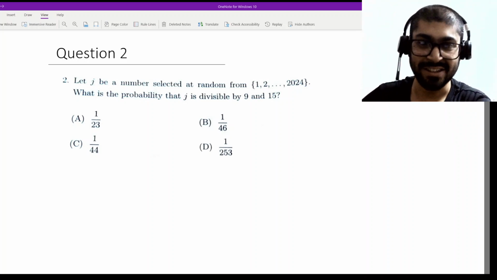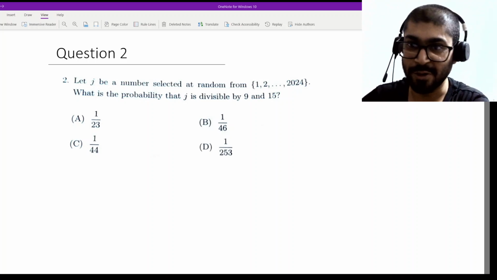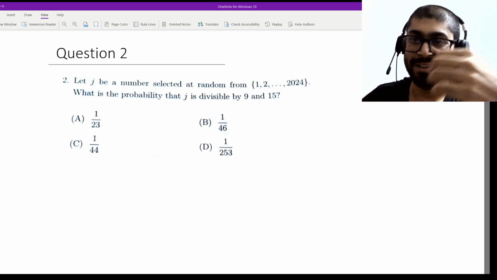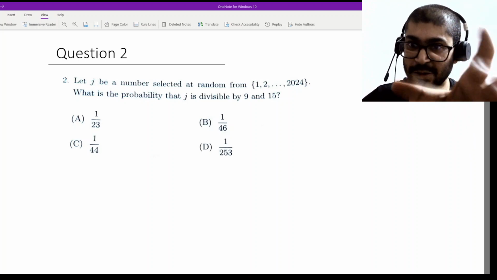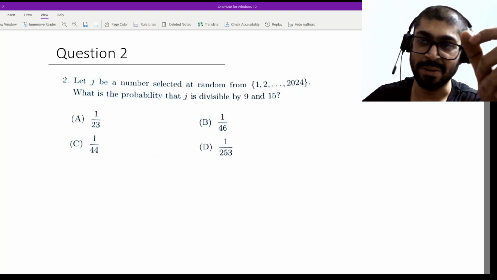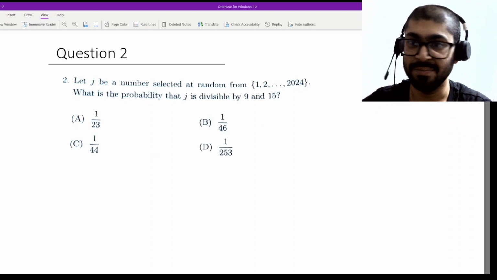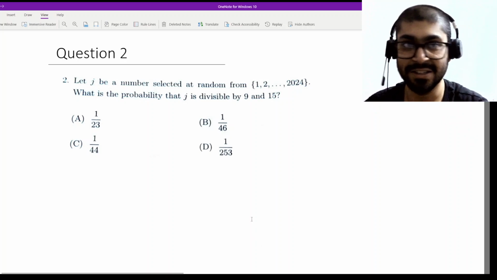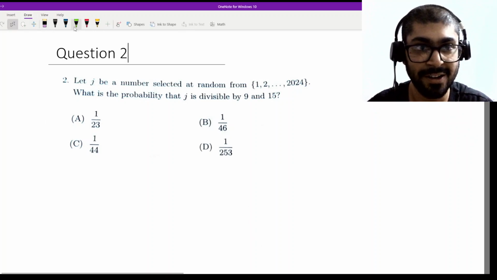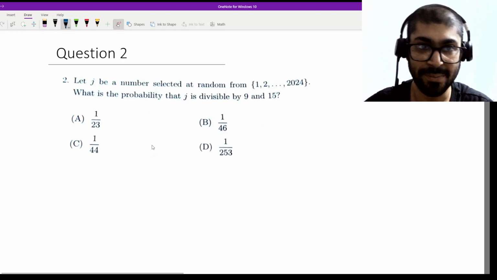So what is the question? It says let J be a number selected at random from 2024. So very stylish, but nothing different in that particular set. What is the probability that J is divisible by 9 and 15? Fine, this is a very basic question. Sometimes these types of questions are there in your board exams. So I don't think any one of you will make a mistake here.